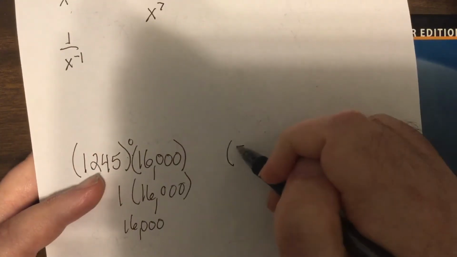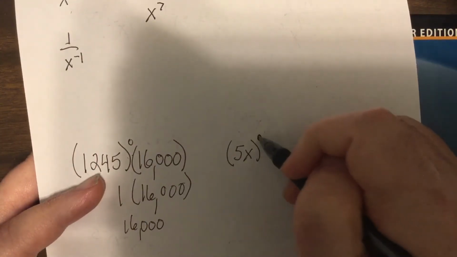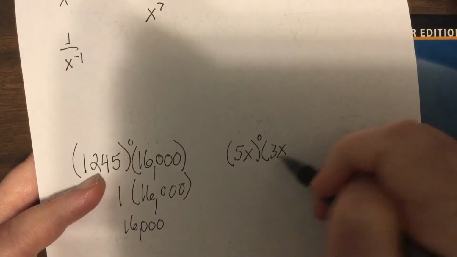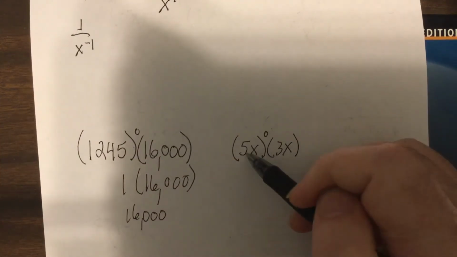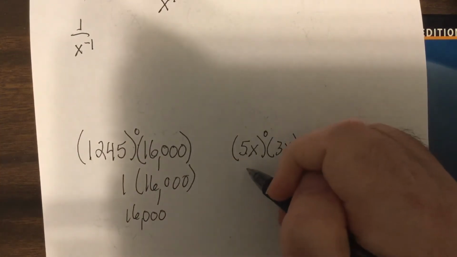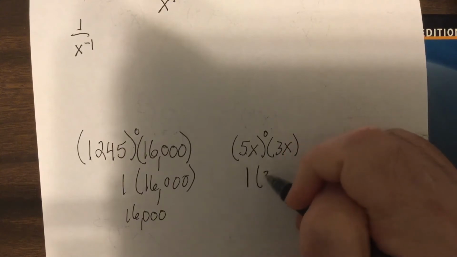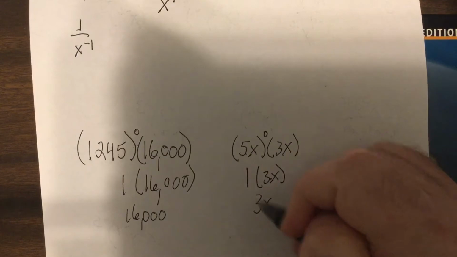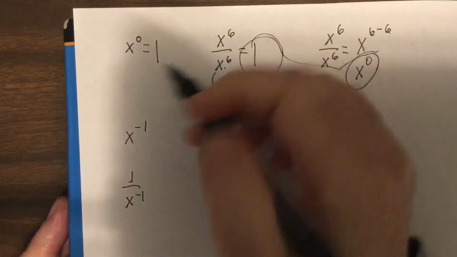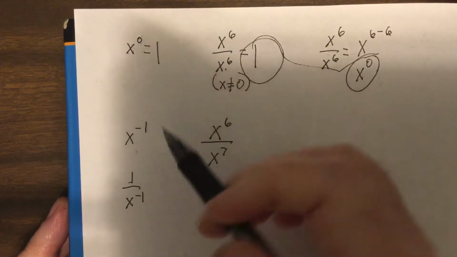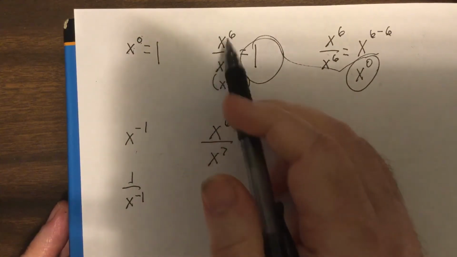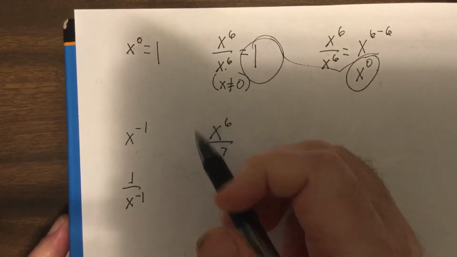So if I have 5x to the 0 times 3x, be very careful. Anything to the 0 power is the number 1. So it's 1 times 3x, which is 3x. Now 0 cannot be used for this because to prove it you have to divide by it, and you can't divide by 0.